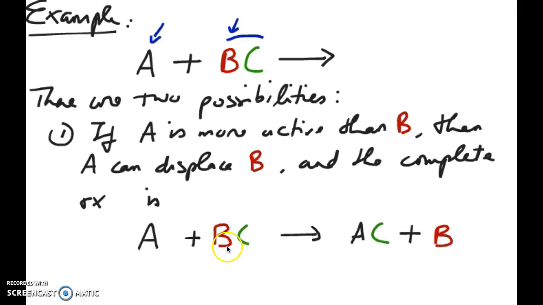A is more active than B, right? Because we know from our previous discussion, unless A is more active than B, the reaction will not happen. So in this case, we can say in your activity series that A must be more active than B.